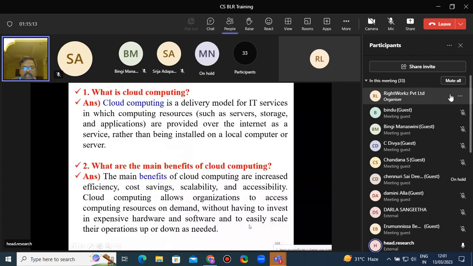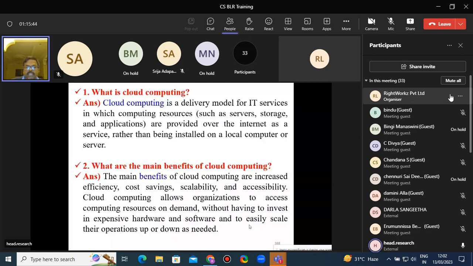Now we are going for interview questions, what they are expecting from you. What is cloud infra? What is meant by cloud computing? Cloud computing is a delivery model for IT services in which computing resources such as server, storage and applications are provided over the internet as a service, rather than being installed on a local computer.